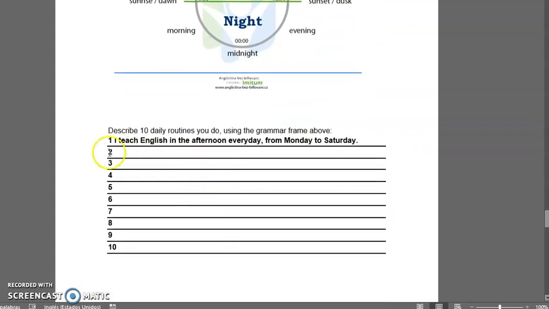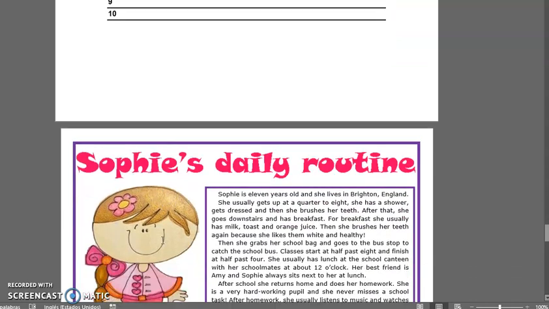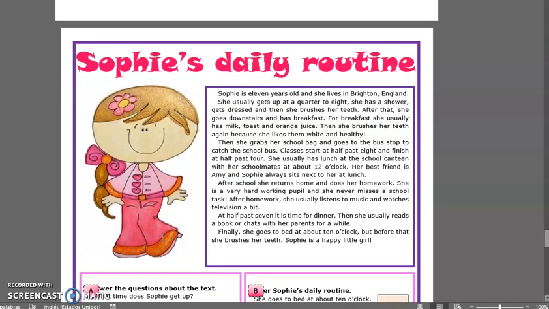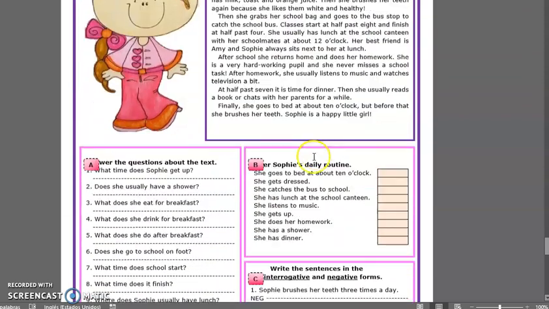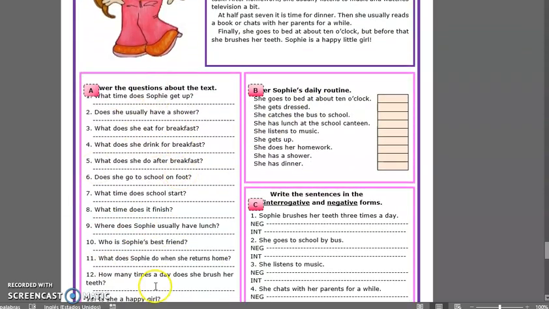Once you finish these 10 descriptions of your daily routine, you're going to move on to this practice. This actually is the practice that you're going to upload to the platform, and that is going to be graded. This is a reading. You're going to read about Sophie's daily routine, as the title here says. Read this part and you're going to answer all these questions.